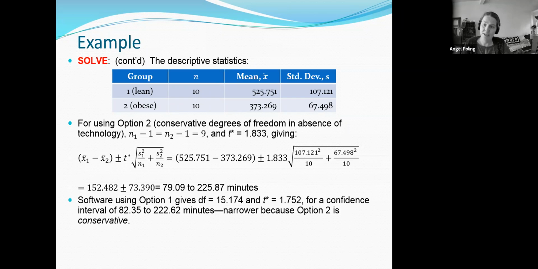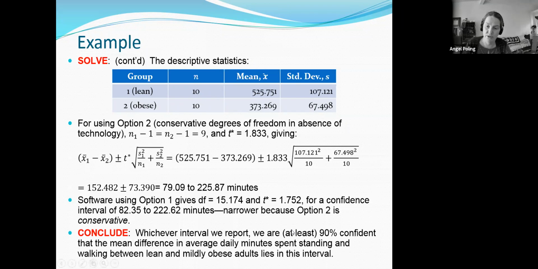So using software, blah, blah, blah, they show us that our confidence interval is narrower because option 2 is more conservative, right? So we're not as brave as to go out as far as the calculator, right? So that's what they're showing us with that one.